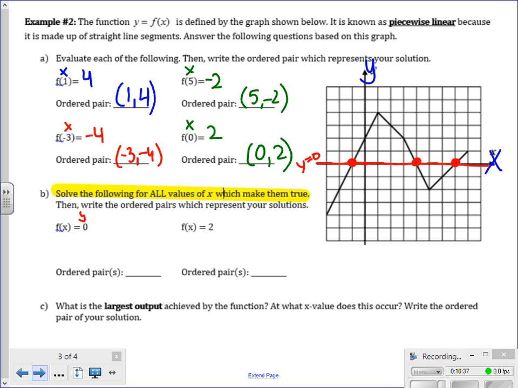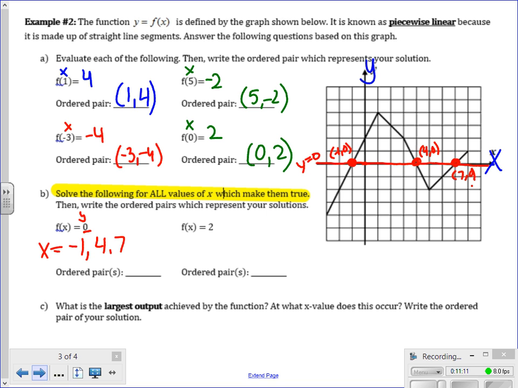Now each of those points has an x value. This point right here is (-1, 0). This next point is (4, 0). And the next point is (7, 0). When I look at that function, notice that all the y values of those points are 0, which is a good thing because that's what I wanted. And all the x values are different. The x values that gave me an output of y equals 0 are -1, 4, and 7.